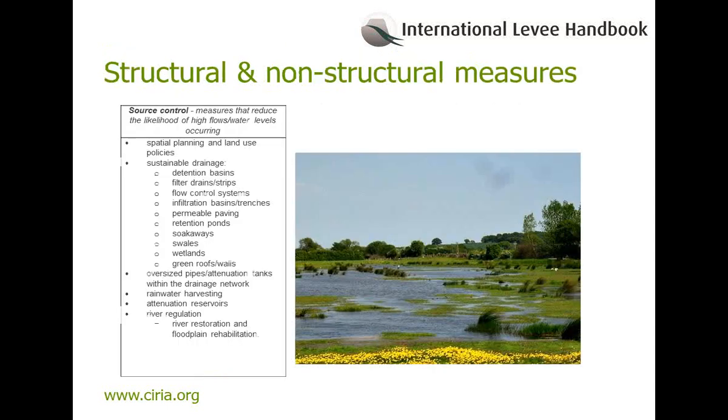There is a wide range of structural and non-structural measures available to reduce the probability of flooding, the magnitude of the flood itself, or the impact level of the inundation. It is perhaps easier to think of them according to the source pathway receptor flood model. For example, source control includes measures that reduce the likelihood of floods occurring, such as spatial planning and land use policies that affect rainfall retention in catchments, sustainable drainage systems, and options that affect the rate of drainage of waters into rivers.